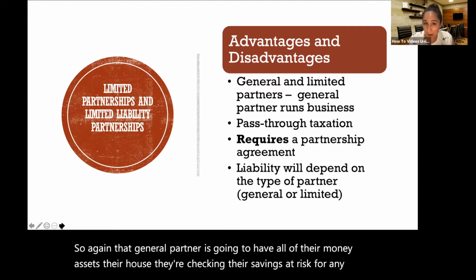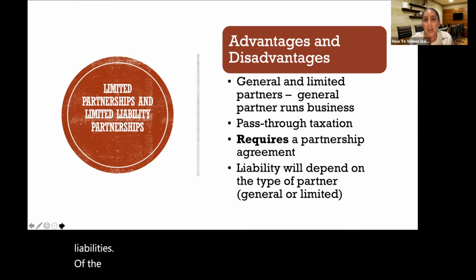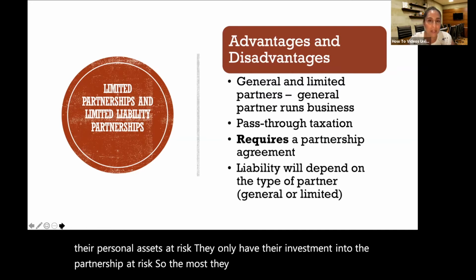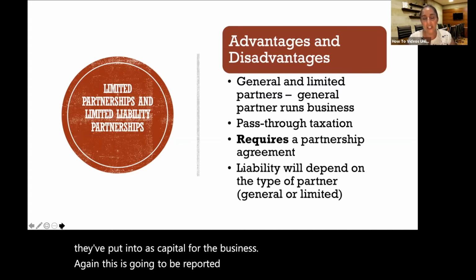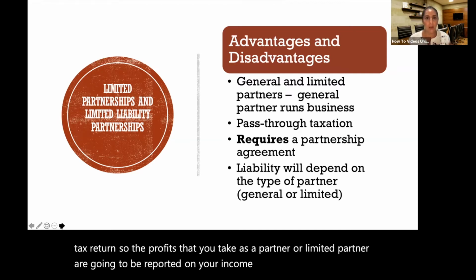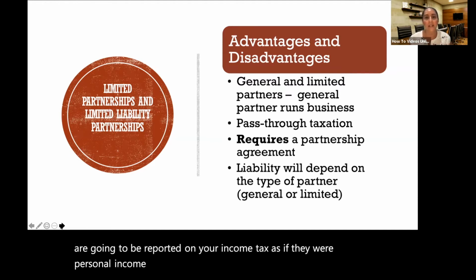The limited partners in this situation do not have their personal assets at risk. They only have their investment into the partnership at risk. So the most they can lose is whatever they've put into as capital for the business. Again, this is going to be reported as pass-through taxation on your tax return. So the profits that you take as a partner or limited partner are going to be reported on your income tax as if they were personal income and increase your personal income tax liability.